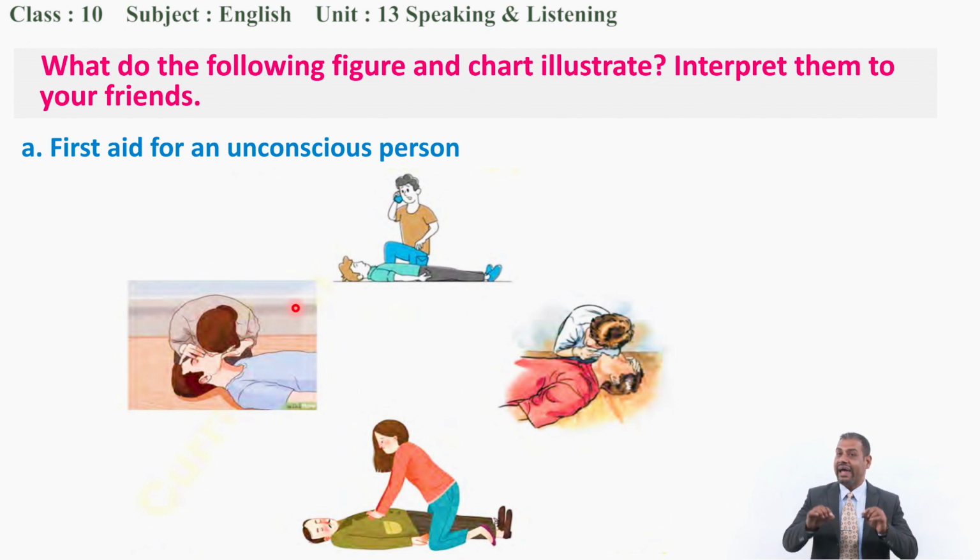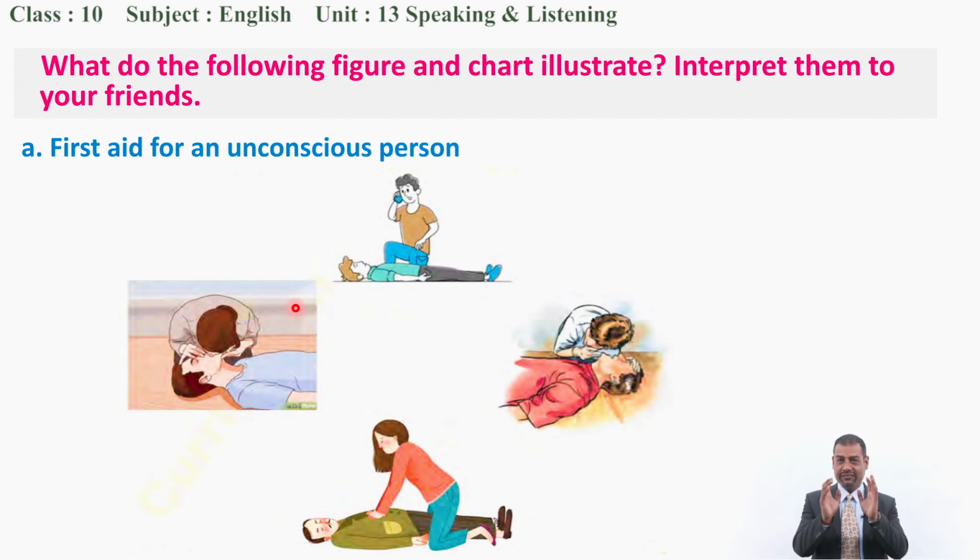And conclusion, what can be your conclusion? This is how we can save a person's life if someone has sunk or drowned in water, or simply you can say if someone is unconscious. Is that okay?